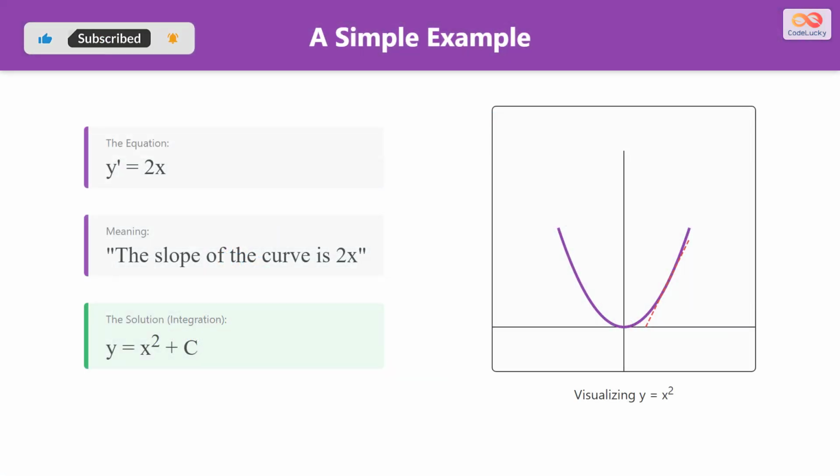Let's look at a very simple case. If we have the equation y prime equals 2x, we are asking, what function has a slope of 2x? Using integration, we find that the solution is x squared plus c.